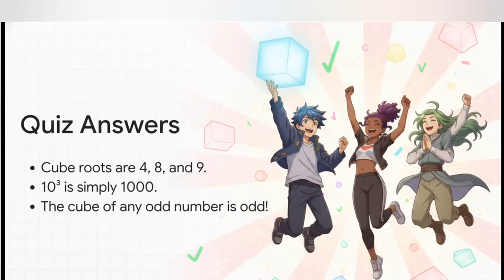The roots for level 3 are 4, 8, and 9. For level 4, 10 cubed is simply 1,000. You literally just write a 1 and add 3 zeros. And for level 5, that is absolutely false. The cube of any odd number remains odd. An odd times an odd is an odd, and multiplying it by a third odd keeps it odd forever.